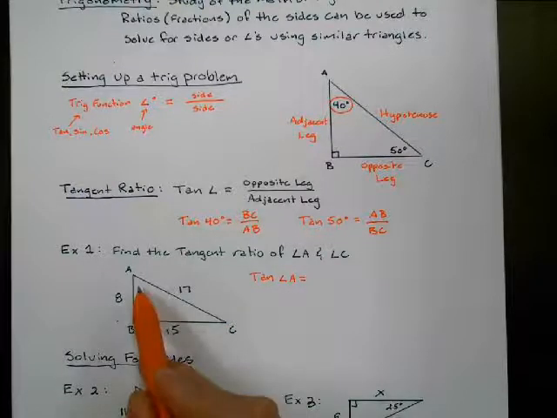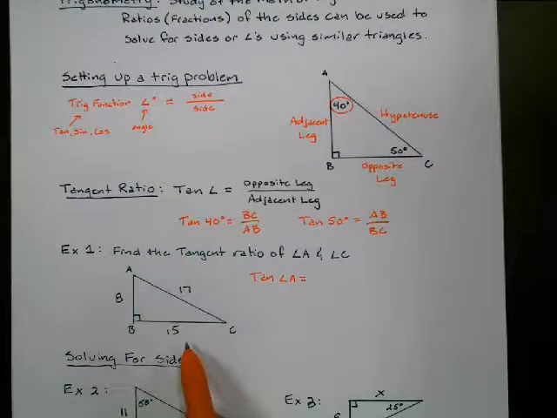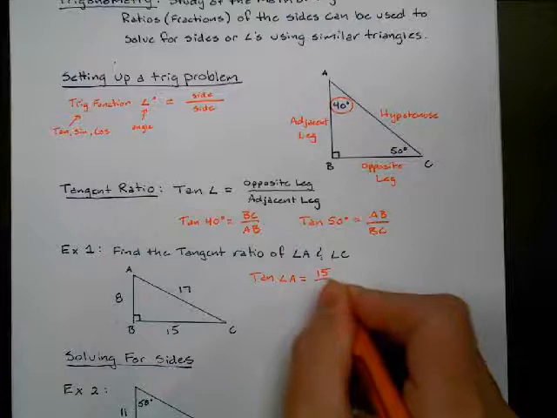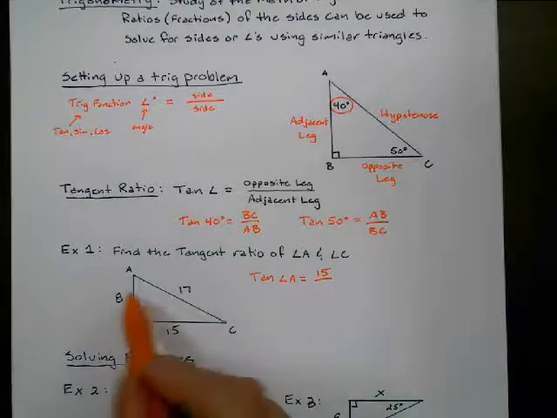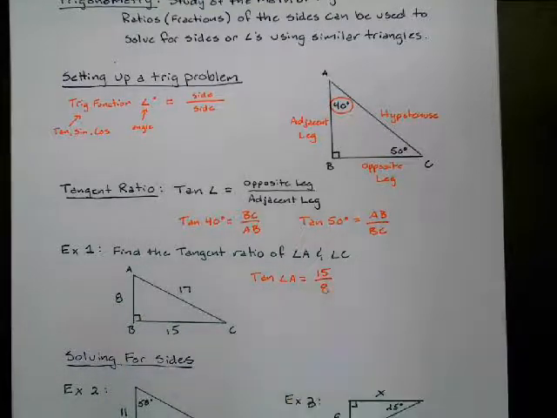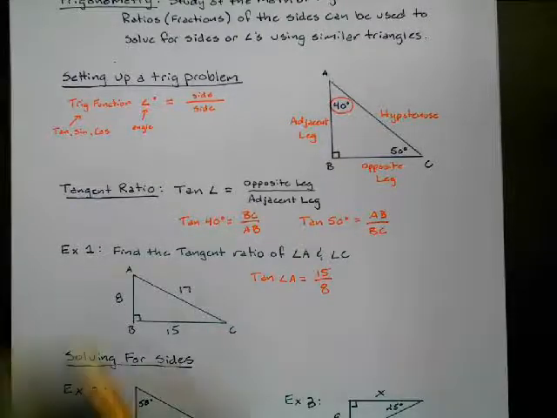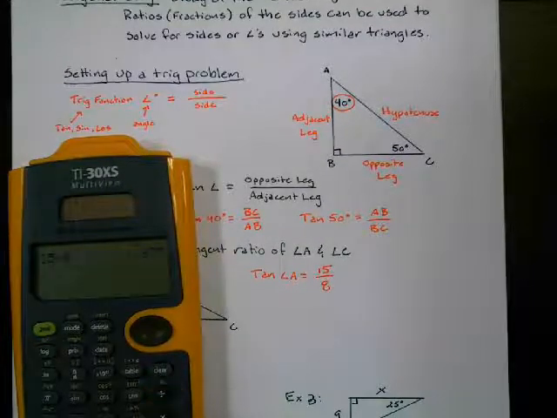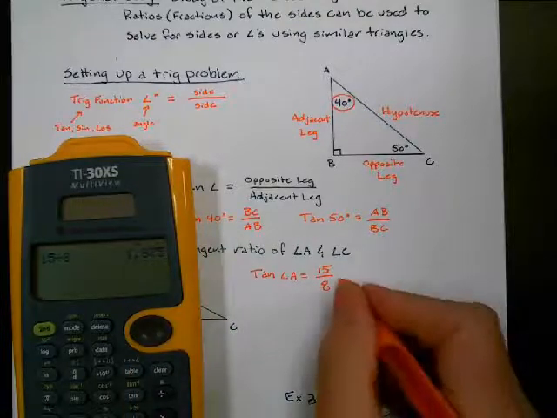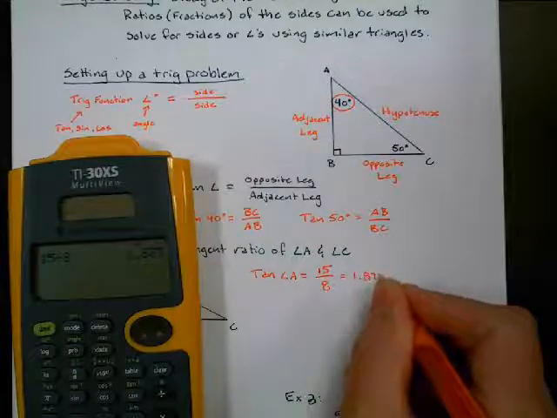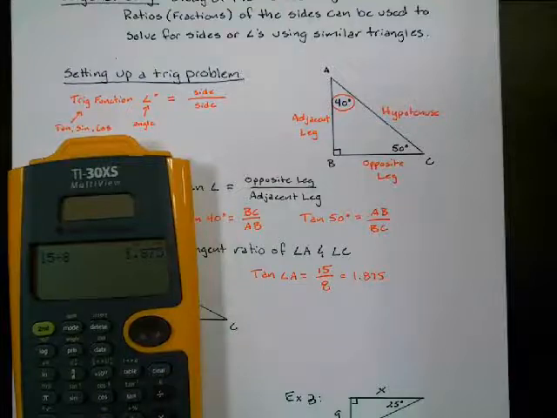Okay, so we'd have to say, what's opposite? Opposite would be 15. That's the opposite leg. So I'd put 15 on top. What's the adjacent leg? The adjacent leg is AB, so that'd be 8. So it'd be 15 over 8. Okay, so we could actually get a number from that. If I did 15 divided by 8, that would be 1.875. So the tangent of A would be equal to 1.875. Have we solved anything yet? No, we're just still setting up the problems, showing you how to set them up.